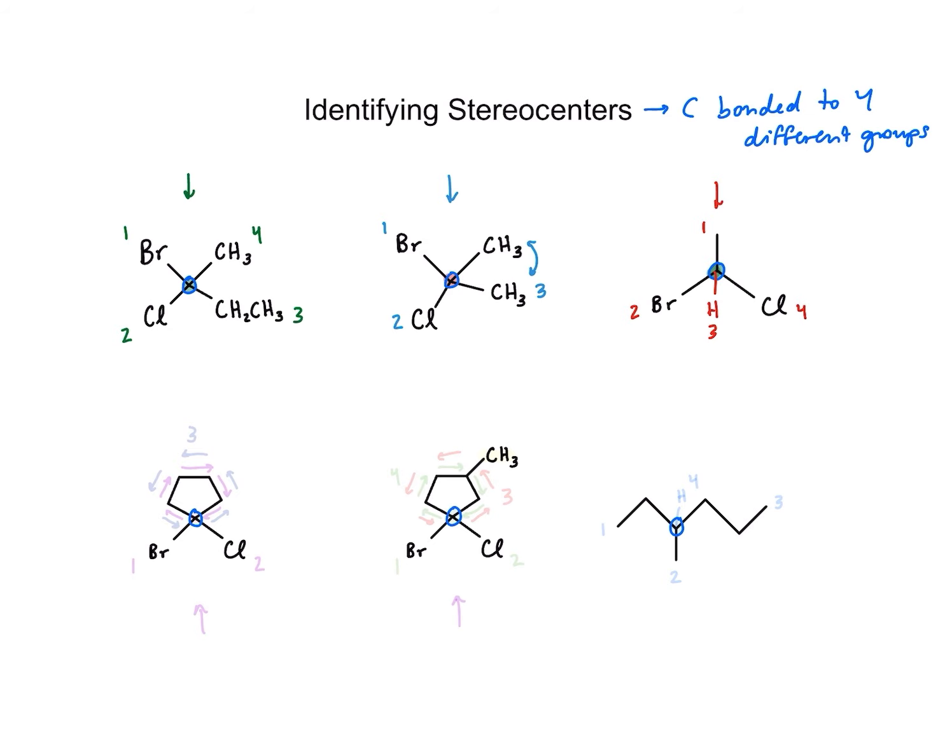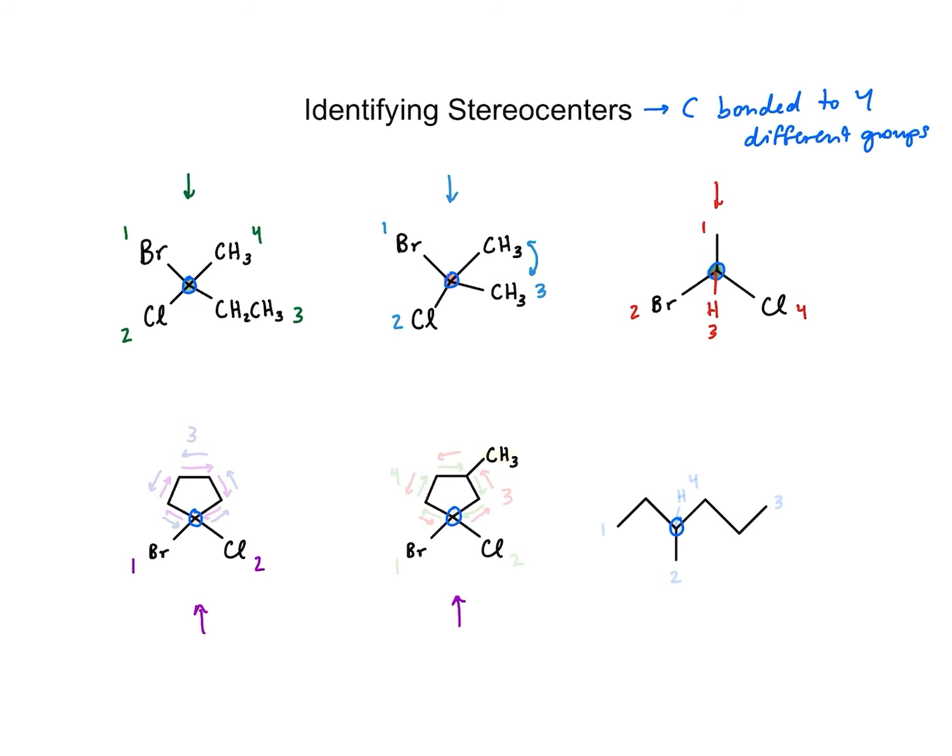Going down to the bottom row, we have 2 examples that look fairly similar. So let's start on the left and count our different groups. So we have a bromine and a chlorine, but let's go and see if this cyclic compound bonded to the carbon constitutes 2 unique groups.